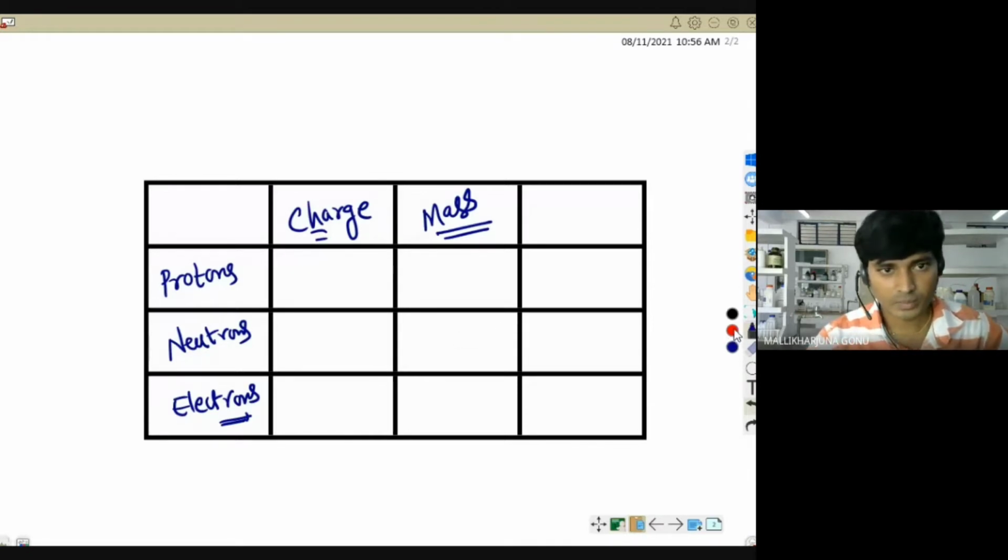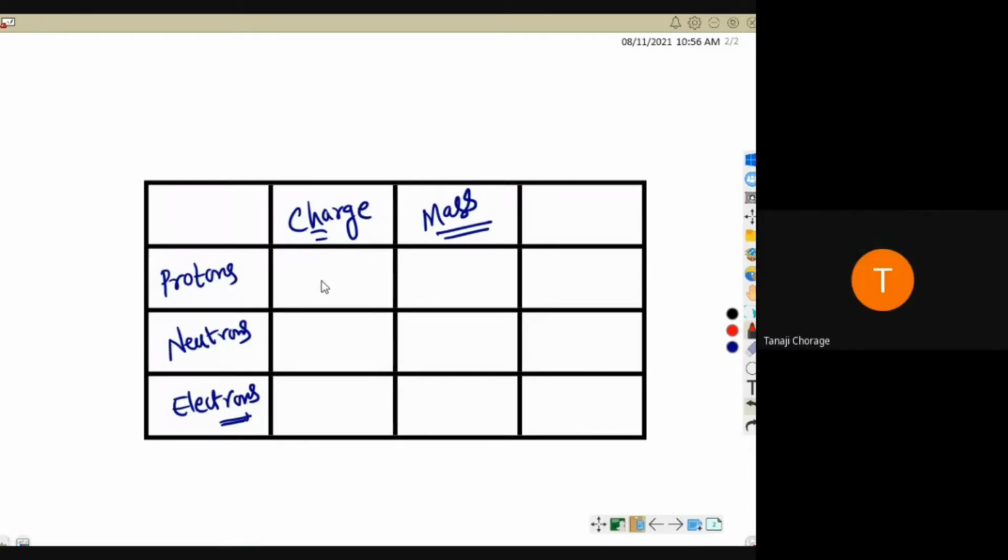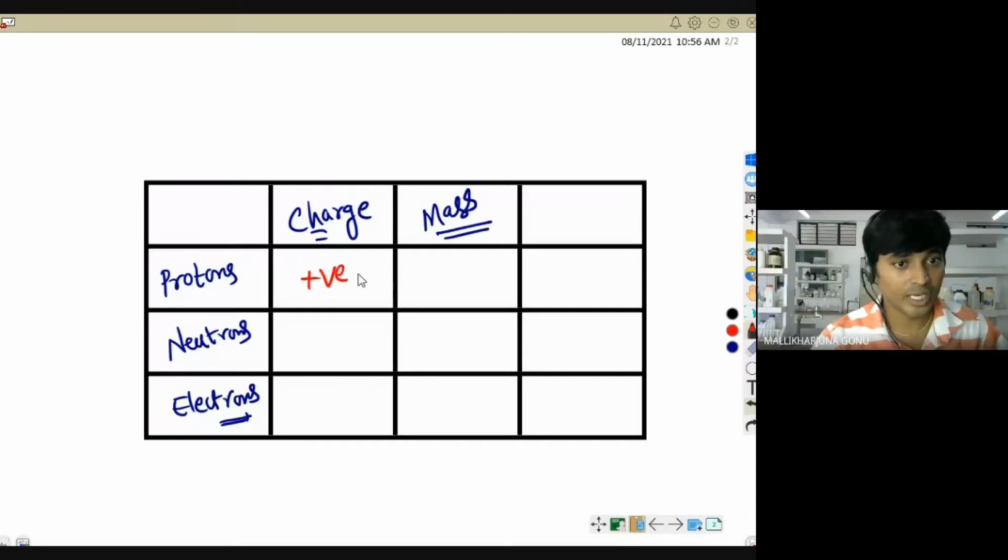Protons, what charge will they have, Vaishali? Positive or negative? Sir, positive. Very good, Vaishali. Next, neutrons, Manisha. What charge will they have? Negative? Neutrons are having the negative charge. Devisri, which charge do the neutrons have? Sir, neutral. Very good.